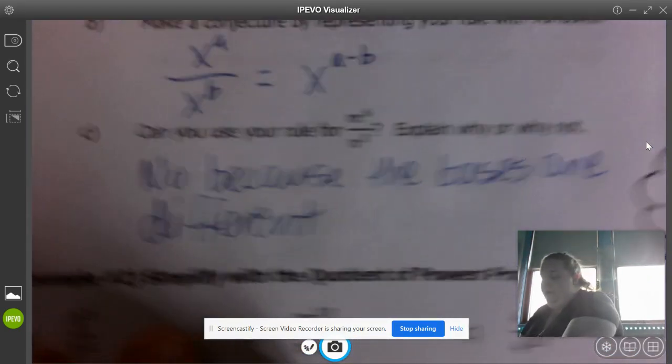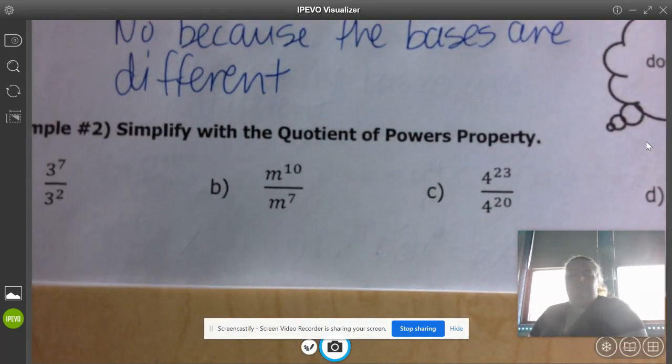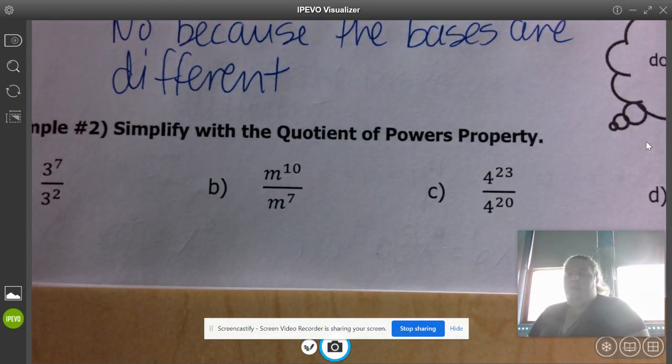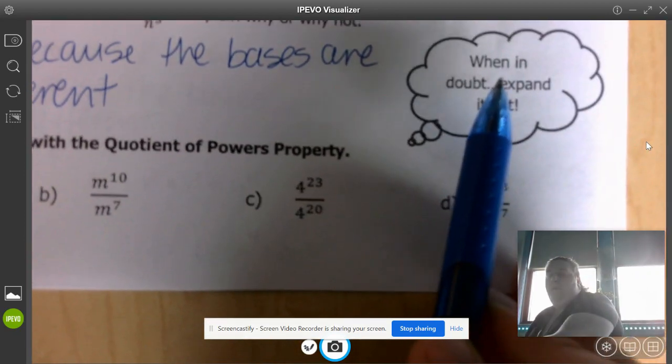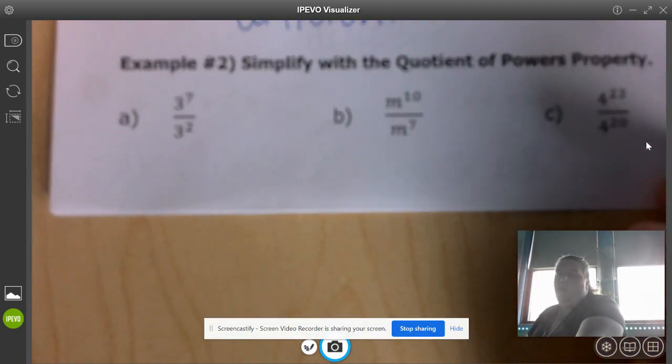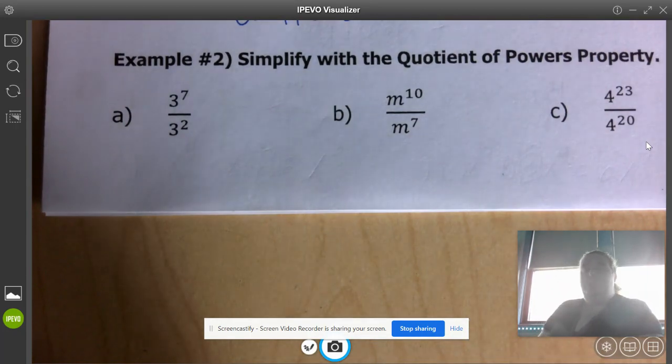Right? All right, let's do a few practice problems together. And then you can either go ahead and practice what's on Canvas or see me for practice in person. So I want to remind you of this think bubble. When in doubt, expand it out. There is nothing wrong with showing your work. I always encourage you to do that.